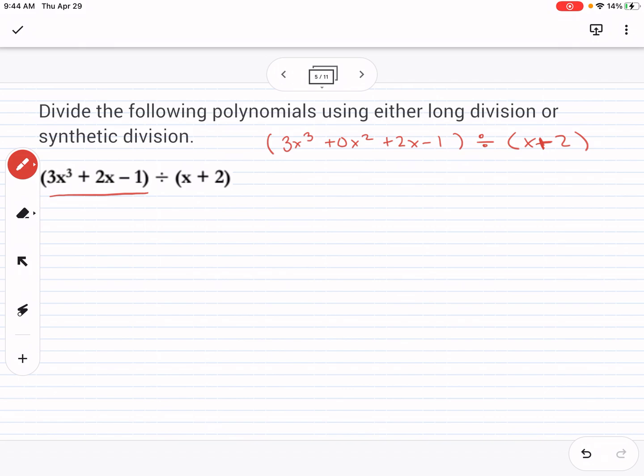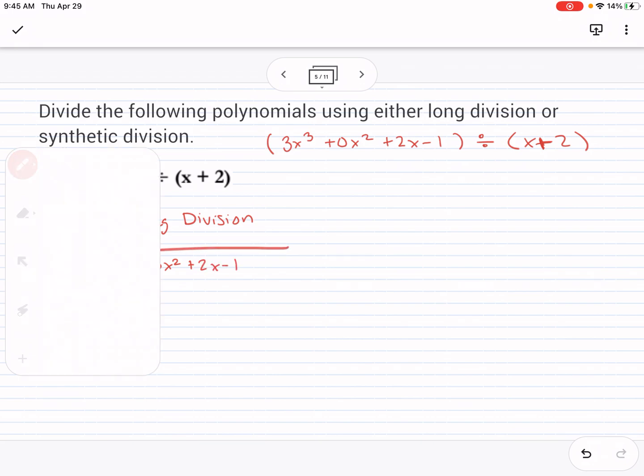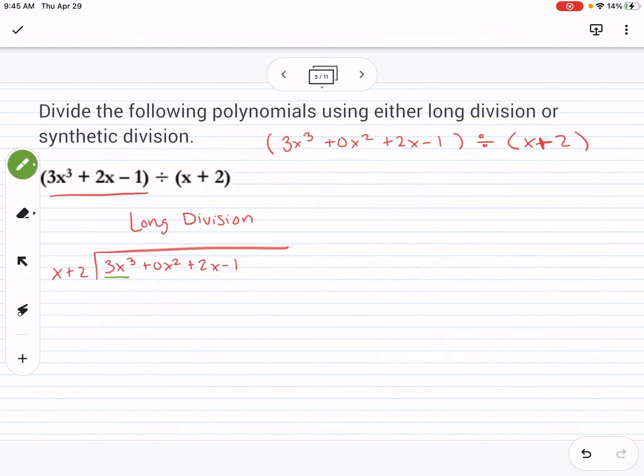Now one method that we learned was long division. If you use long division, you write out your problem as a long division problem. And then when you're dividing, you divide the first terms. So I'm going to do 3x cubed divided by x. That comes out to 3x squared. That's going to be part of my answer. And then I multiply that times the x plus 2. That comes out to 3x cubed plus 6x squared.